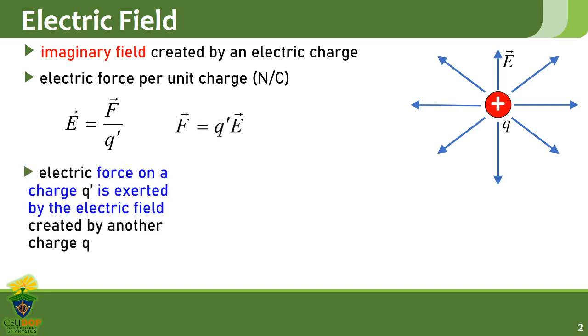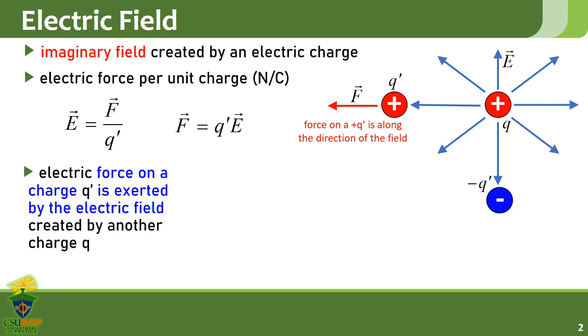like this. Suppose we place a charge Q prime within the field of charge Q, such as the one shown here. From the second equation, this charge will be pushed by the electric field of charge Q along the direction of the field. On the contrary, if a negative charge is placed in an external electric field, it will be forced to move in the opposite direction. The negative sign reverses the direction of the force, making the force antiparallel to the field vector.